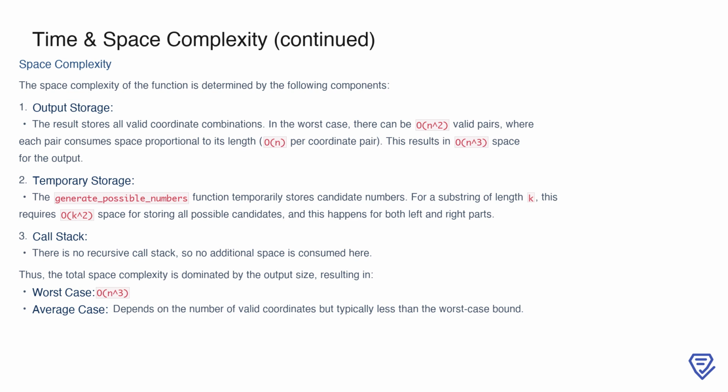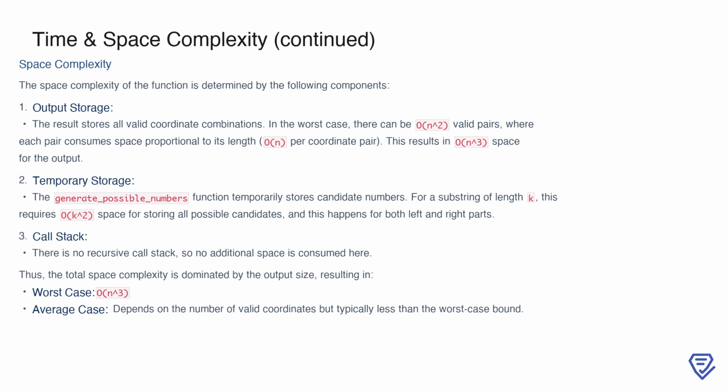generate_possible_numbers function. For a substring of length k, this function temporarily stores all valid candidates. Since generating these candidates takes O(k squared) space, and this process is repeated for both the left and right parts, temporary storage can grow to O(k squared) for each substring. Finally, there is no recursive call stack in this function, so no additional space is consumed there. As a result, the total space complexity is dominated by the output size, leading to a worst-case bound of O(n cubed). In practice, the average case depends on the number of valid coordinates, but it typically remains below this worst-case limit.